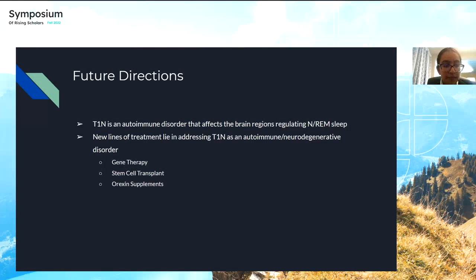And so finally, after discussing the various classes of drugs that are used to treat type 1 narcolepsy, I'd like to briefly discuss the future directions of treatment. Because T1N is an autoimmune disorder, the new lines of treatment that have currently been explored include gene therapy and stem cell transplants, which are meant to directly intervene in the loss of orexin neurons, so that the patient does not have to depend primarily on continuous medication, which may have serious side effects as they build up over time, particularly for severe cases of T1N. Obviously, these treatments are still in clinical or preclinical trials and are not as of yet released into the market.